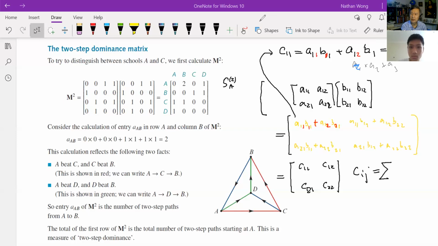Now, can you try to rewrite that in sigma form? We do it one by one. This is the formula for C11 first.